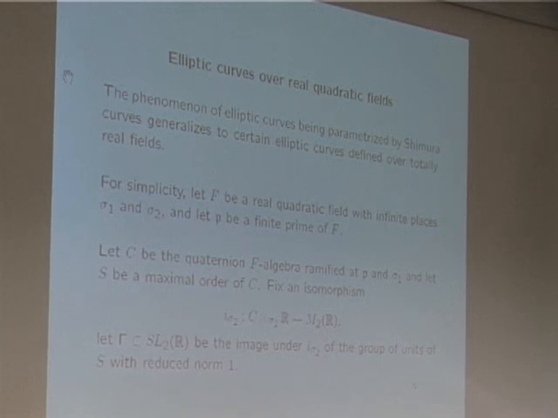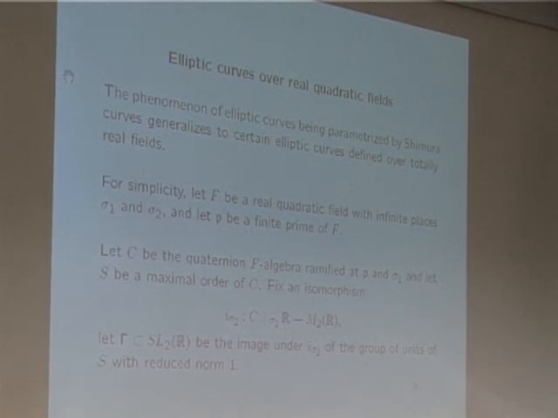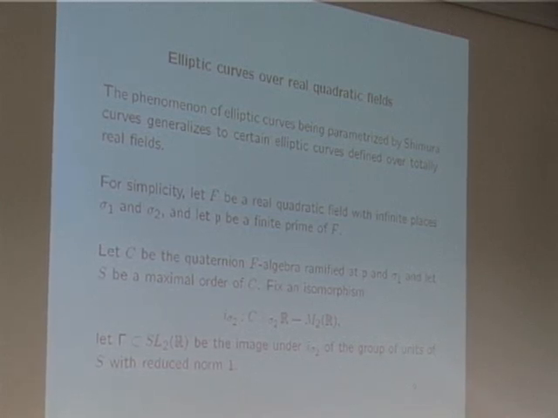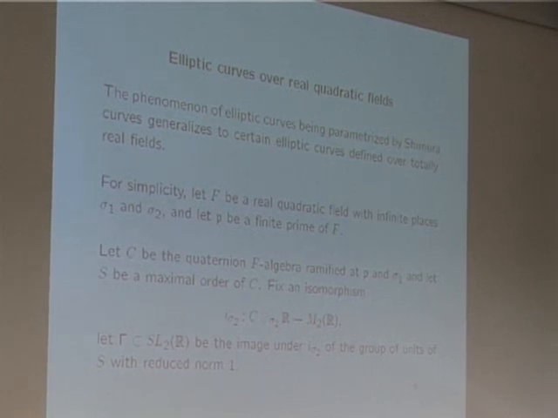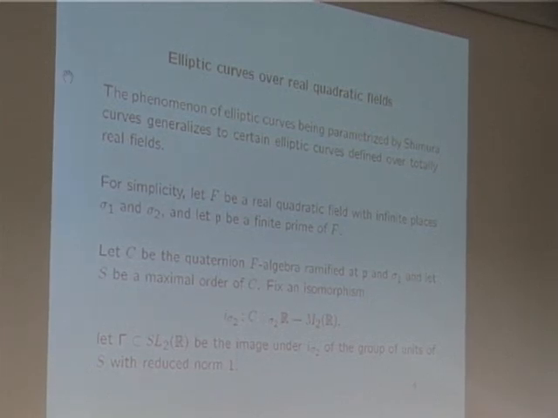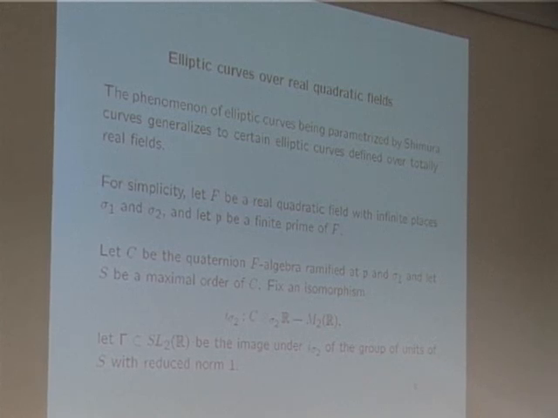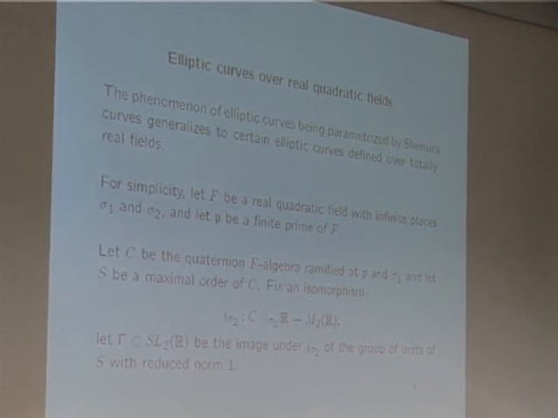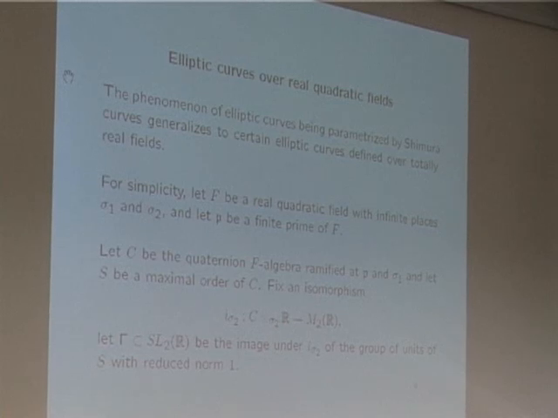And let me let P be a finite prime of F. Now take C to be the quaternion F-algebra ramified precisely at P and at one of these two infinite places, say sigma 1. And let's let S be a maximal order of C. And because C is split at sigma 2, we can fix an isomorphism of S tensored over sigma 2 with R, an isomorphism of that with the 2x2 matrices. And let's let gamma contained in SL2 of R be the image under I sigma 2 of the group of units of S of reduced norm 1. Same as before.